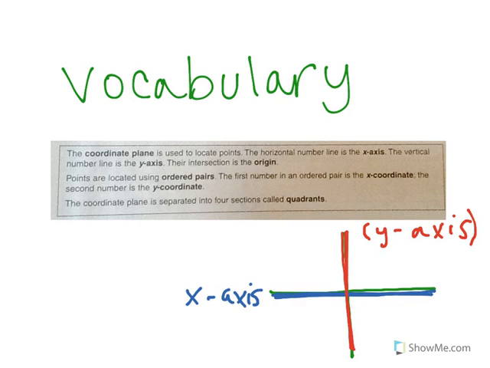All right, now the intersection, so where they meet, is called the origin. So right here, this is called the origin. And points are located using ordered pairs. The first number in an ordered pair is the x-coordinate, and the second number is the y-coordinate. So, for example, an ordered pair looks like this. It has two parentheses, it's got a comma in between, and we can say an ordered pair, for example, is (1, 3), and we'll find out later what that means.